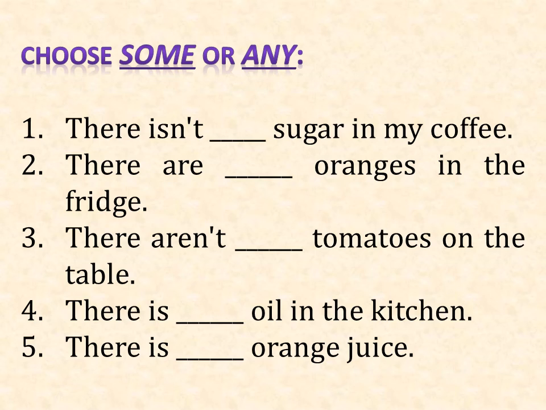Number 3, there aren't, it's negative. So I'll say there aren't any tomatoes on the table. Number 4, there is oil in the kitchen. So it's affirmative. I'll say there is some oil in the kitchen. Number 5, there is orange juice. It's affirmative. I'll say there is some orange juice.